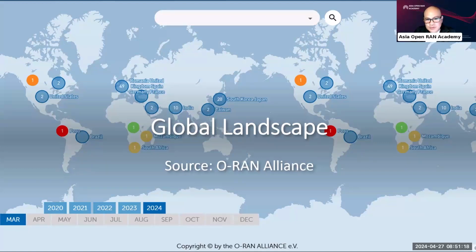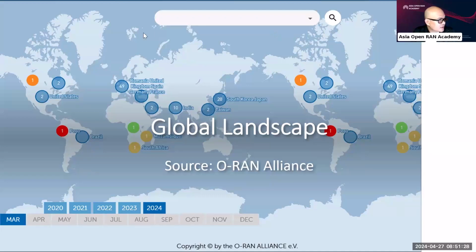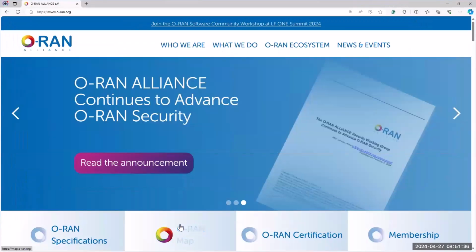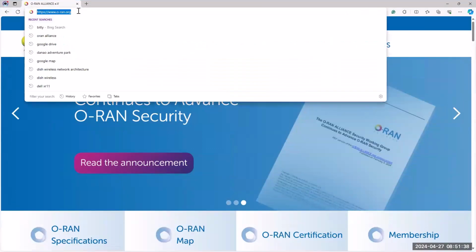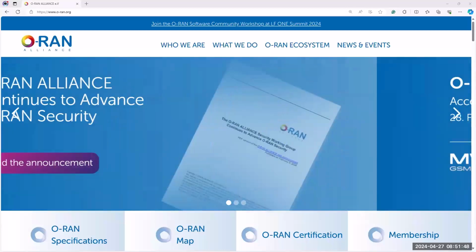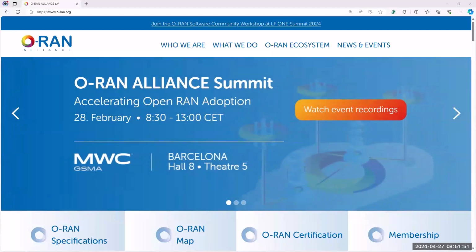Now let's move on to the global landscape of Open RAN. If you look at the deployment of Open RAN, this is the website of Open RAN, and you can see here as well the O-RAN map. I will just click the link and share it with you so you can also browse it. Okay, I shared in the chat box the link.